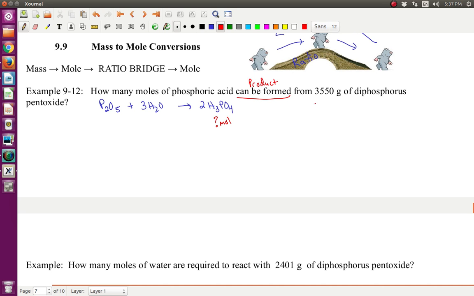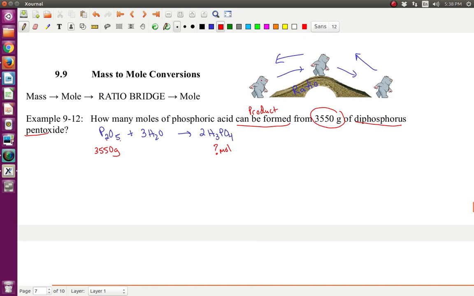From 3,550 grams of diphosphorus pentoxide. So I have diphosphorus pentoxide, 3,550 grams of it. Now, what did I say about the bridge? It's a mole bridge. Only moles can walk across the bridge. Grams can't walk. They don't have legs. Only moles can walk across the bridge. So we have to go from moles of one thing to moles of the other thing.